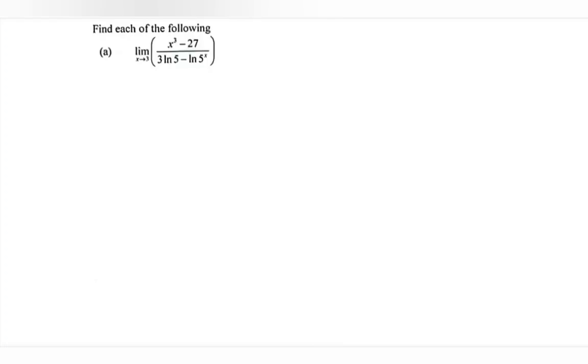So if you substitute the value, then we will have 27 minus 27, which gives 0 over 0. So here we have an indeterminate form. So we can multiply by the conjugate, factorize, or use long division. For this case, my suggestion would be long division.